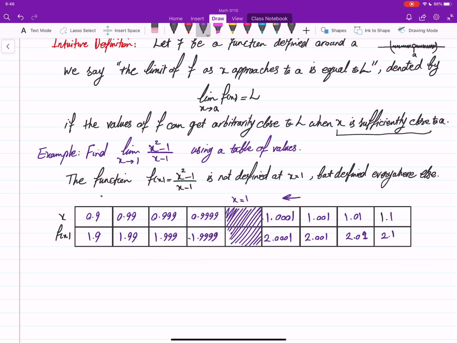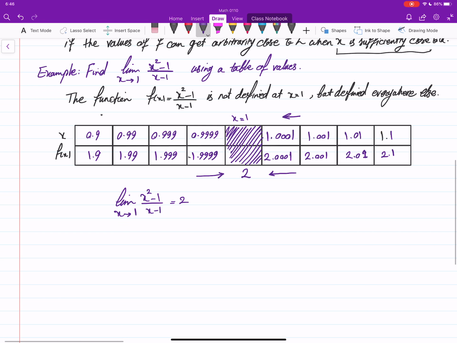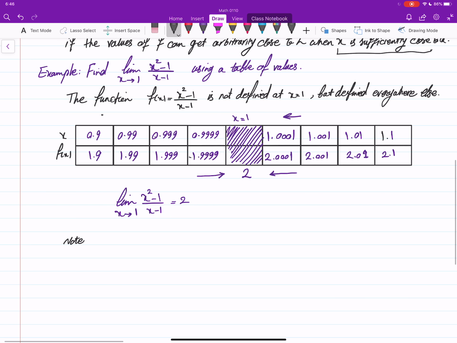And as you can see now, the values of the function are getting closer and closer to 2. Then this says we can write that the limit of (x squared minus 1) over (x minus 1) as x approaches 1 is equal to 2. And to be honest, you may ask, how did you know the values that fast? This comes from a fact that, note that when x is not equal to 1, the expression is defined, so I can do this computation.